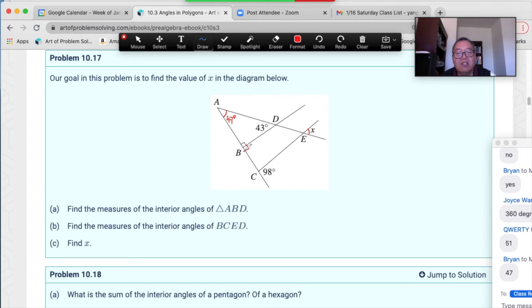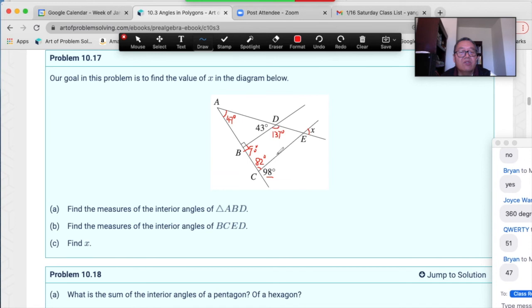So we know this is 90 degrees. This one's 98, so that means this one will be 82 degrees, because this one added to this one should equal 180 degrees. This should be 82. Now this one, based on the straight line ADE, they will form a straight angle here. This one should equal 137 degrees.